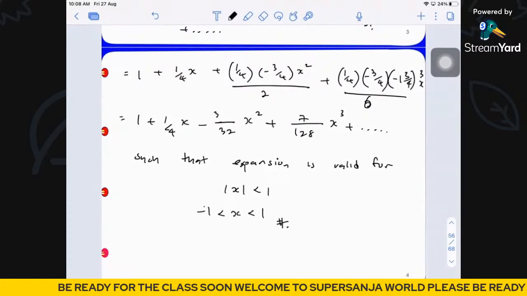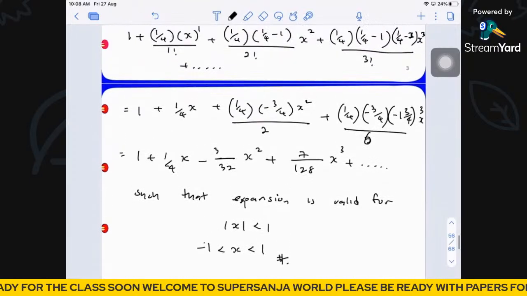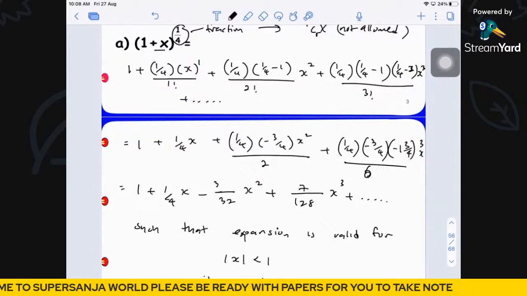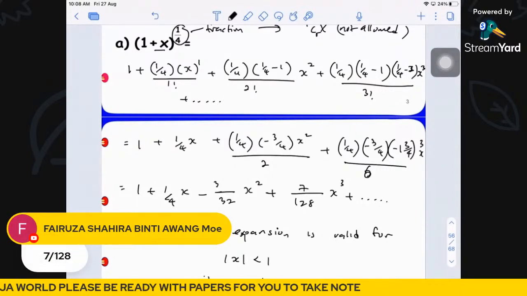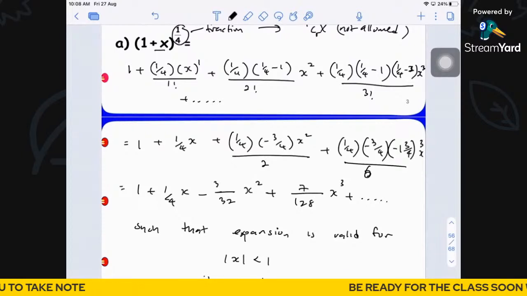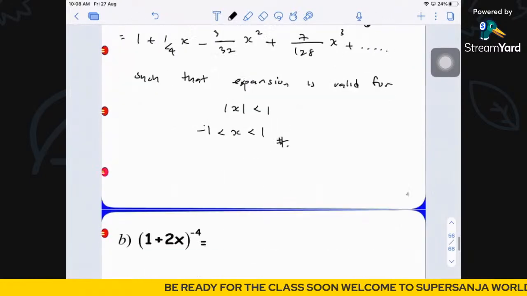Can you all understand until here so far? The expansion is valid if, let's say, x is between negative 1 and 1. Okay, the expansion is valid when the thing is between negative 1 and 1. Okay, good, Fairuza. That shows that you are calculating. Okay, that's good. Okay, let's carry on some more.